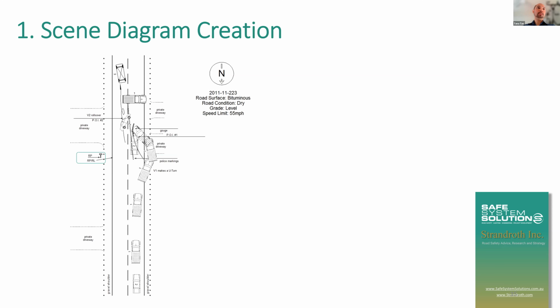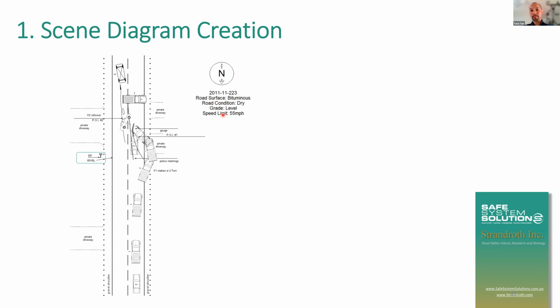You've got reference point as well, and reference line. RL stands for reference line. And you've got north cardinal point as well, which is pointing downwards here. Road surface indication, road condition, grade, level, speed limit, and so on and so forth. So these are all the details which make a really good scene diagram.